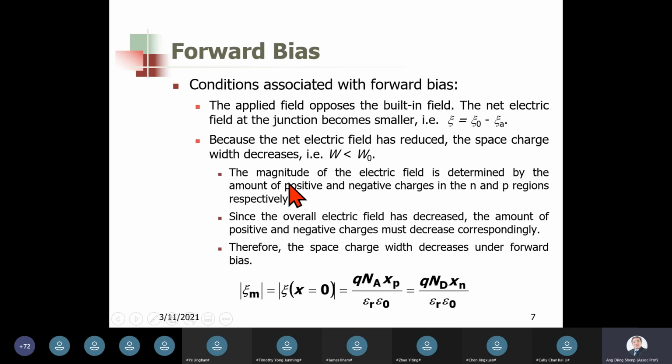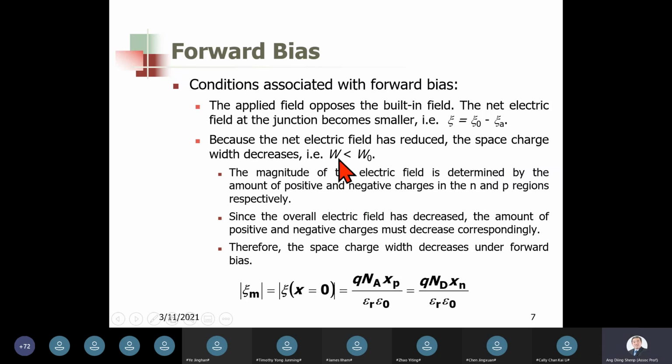Okay, so what I've mentioned just now has all been summarized here. The net electric field under forward bias is smaller than the built-in electric field. There's a slight difference in the notation here. This symbol denotes the built-in electric field, or the electric field at the junction under thermal equilibrium. This is the applied electric field. And because the net electric field is now lower than the built-in electric field, the space charge width decreases.